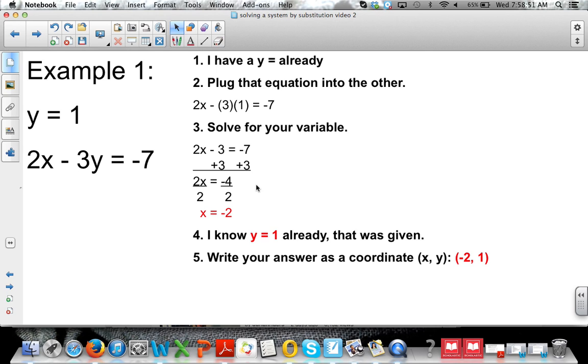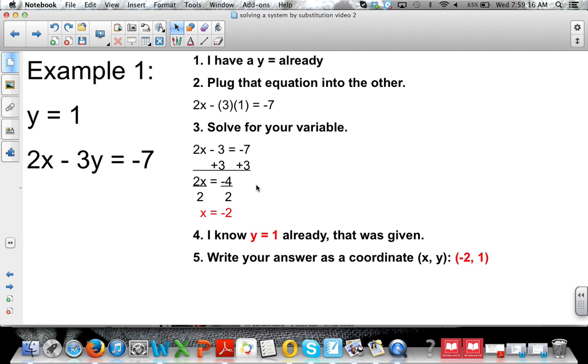So step 1's done. I don't need to solve. Step 2, I'm going to plug that equation into my other equation. So I know that y is 1, so everywhere I see a y in my second equation, I'm going to put a 1. So you can see in step 2 I did that. I have 2x minus 3 times 1 now instead of y, equals negative 7. And then you're going to solve for your variable. So we know how to do this. You're just going to simplify. 3 times 1 is 3, and then you got to add 3 to both sides to cancel it out.